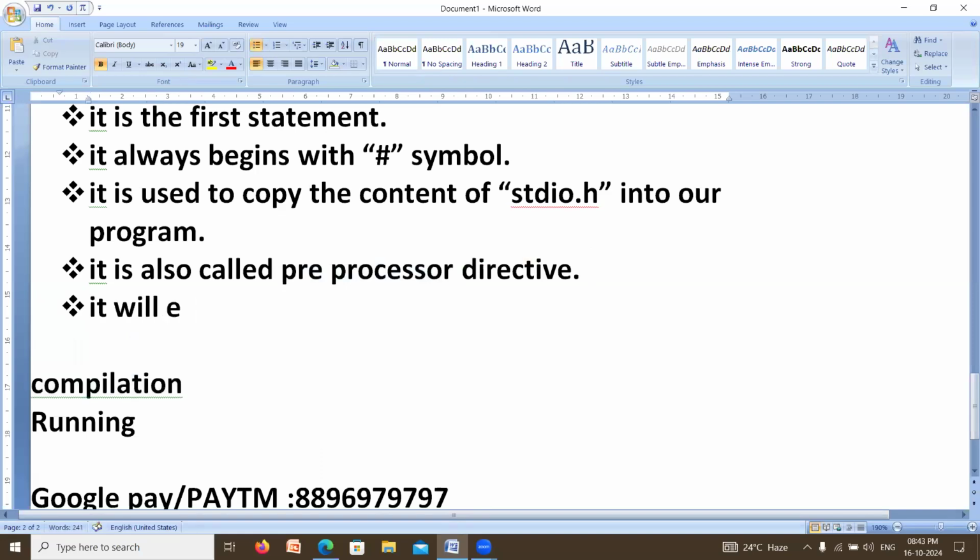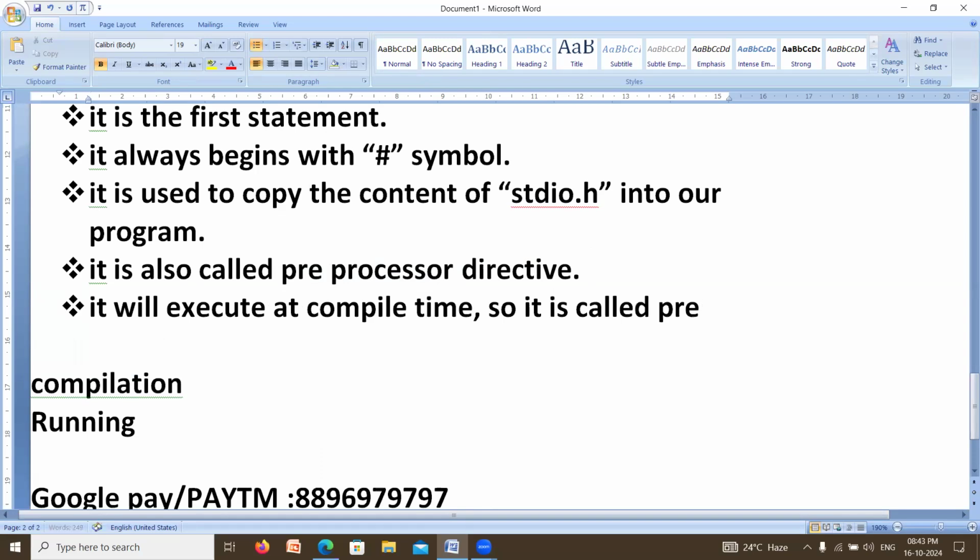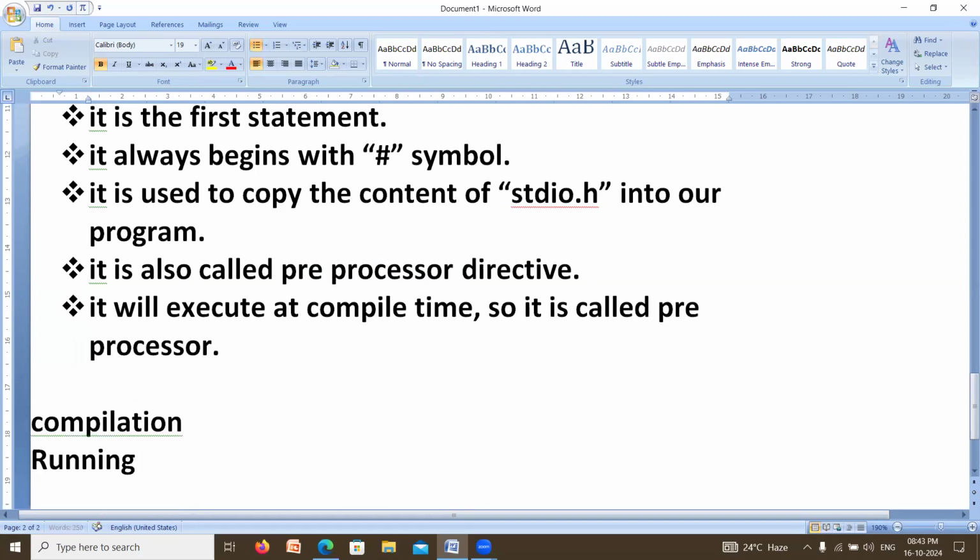It will execute at compile time. So it is called preprocessor.